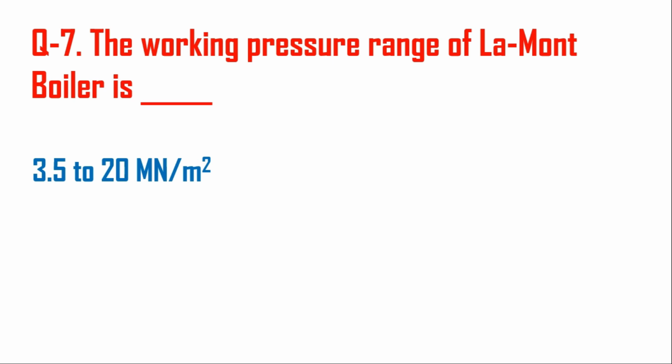Question number 7. The working pressure range of Lamont boiler is between 3.5 to 20 meganewton per meter square.